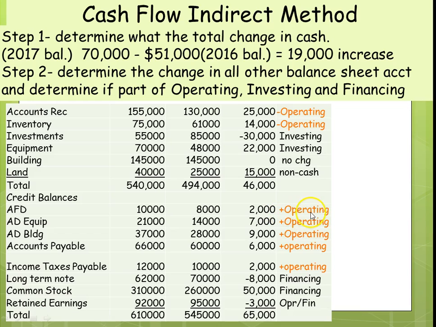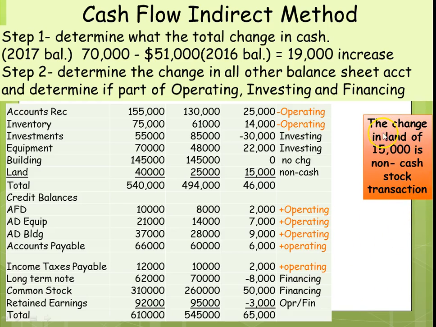Now, the allowance for doubtfuls is going to increase because that's an estimate. It would have decreased our expenses. And any adjustments to accumulated depreciation, we would add back in. And for accounts payable, if it went up, which it did, that is going to increase operating activities. And income taxes payable went up, and that also is going to increase operating activities.